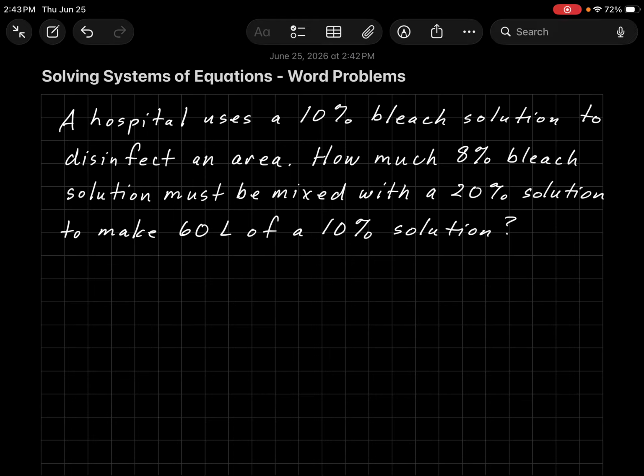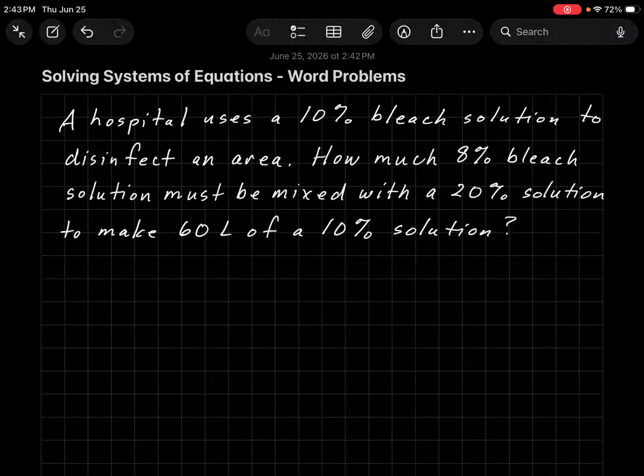So, the first problem, suppose we have a hospital that uses a 10% bleach solution to disinfect an area. How much 8% bleach solution must be mixed with a 20% solution to make 60 liters of a 10% solution? Now there's a lot going on here. So when doing problems like this, it may be very helpful, and I highly recommend it, that we label things and tell ourselves at least what's going on.